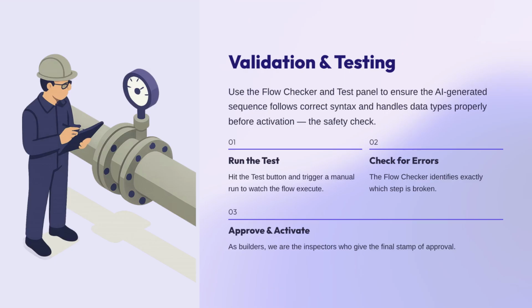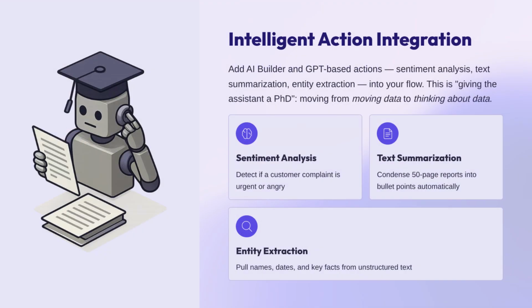So, now that we've mastered how to check our work and fix the bugs, you might be wondering how we can use this natural language power to handle really complex human-like tasks, like summarizing a 50-page document or analyzing the mood of a customer. Well, that brings us right into our next step, which is infusing AI builder actions into Copilot build flows. Finally, we reach intelligent action integration.